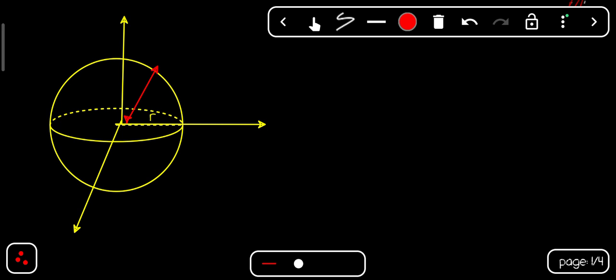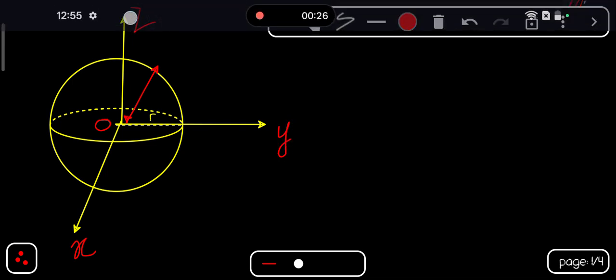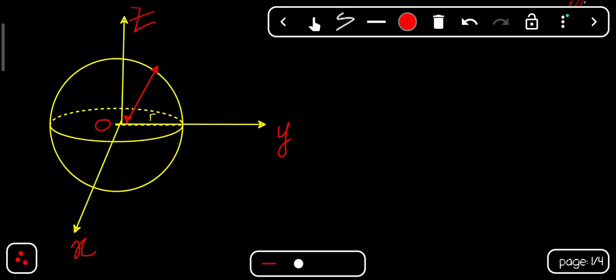Here we will discuss the spherical polar coordinate system. For that we have taken a sphere. You can coincide the origin with the origin of the Cartesian coordinate system, that is x, y and z. So these x, y, z will act as the perpendicular axes.